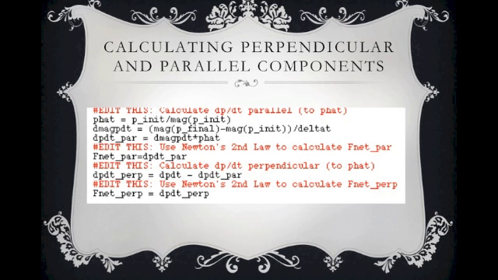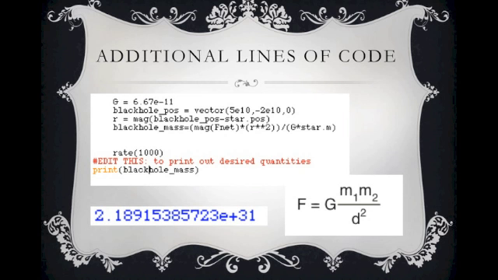The next part is focused on calculating dp dt perpendicular. By subtracting what we just calculated to be dp dt parallel from dp dt in the previous slide, we can get the perpendicular component. This method is necessary because the radius of the kissing circle of the star's path isn't known. Finally, outside the while loop, I added these additional lines of code. Remember, the third objective of this lab was to determine the mass of the black hole.